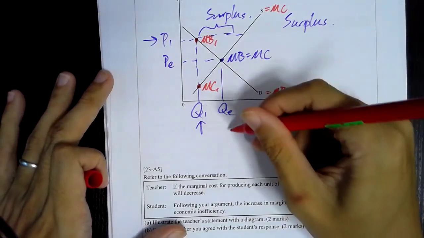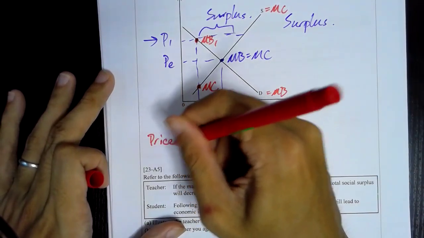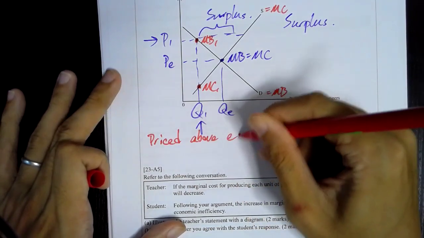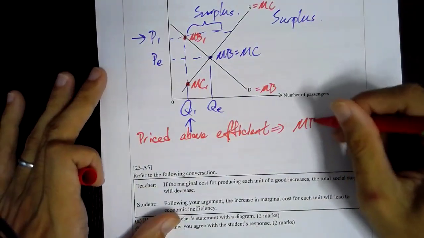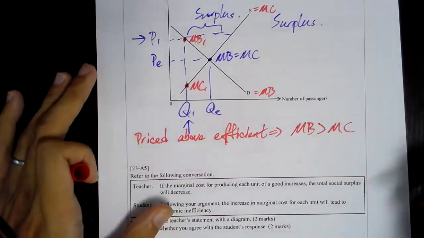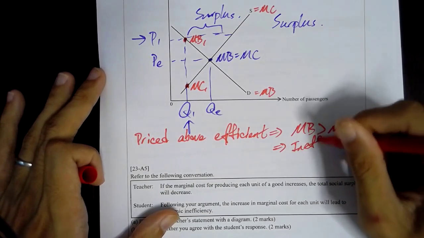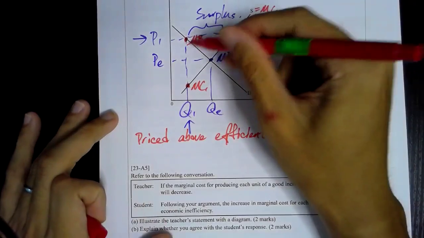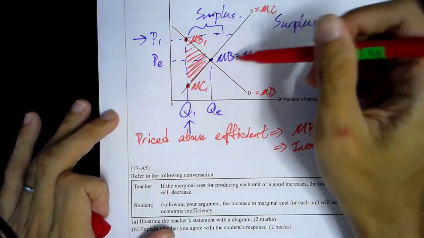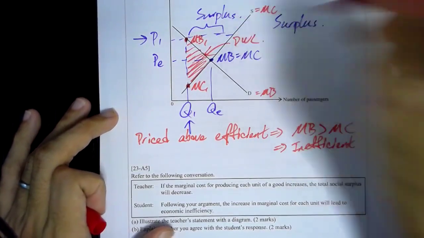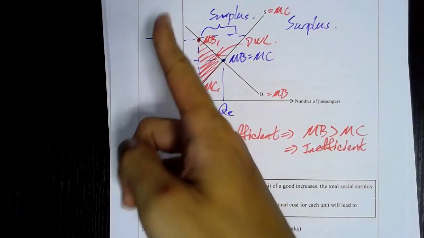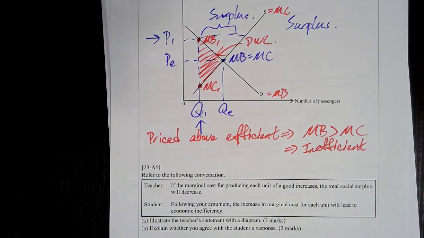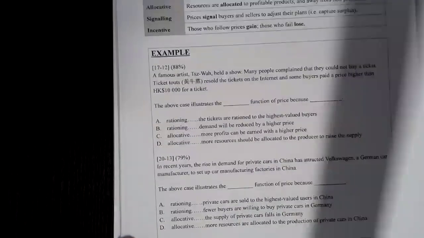Do you see? Since it is priced above efficient price, you will see what happens is that MB will be larger than MC. Since it is larger than MC, then you see this is inefficient. But the graph is not finished yet. Remember this triangle, MB, MC, MB equals to MC. We have a name for it. It's called deadweight loss. Okay, so it is inefficient, right? What does that mean? Don't charge so much. How to deal with this problem? Maybe they should lower the price, okay? What about the next question?